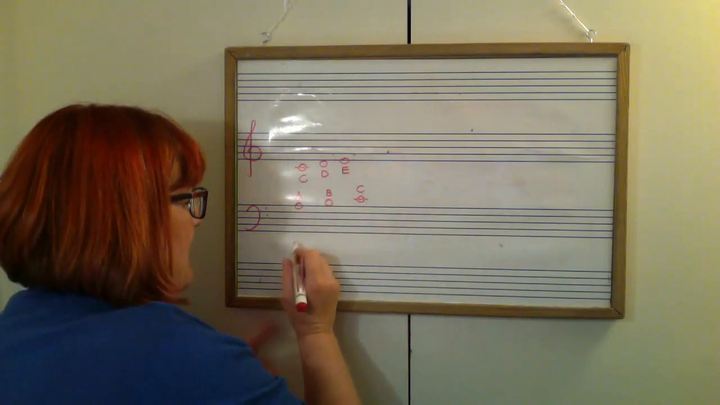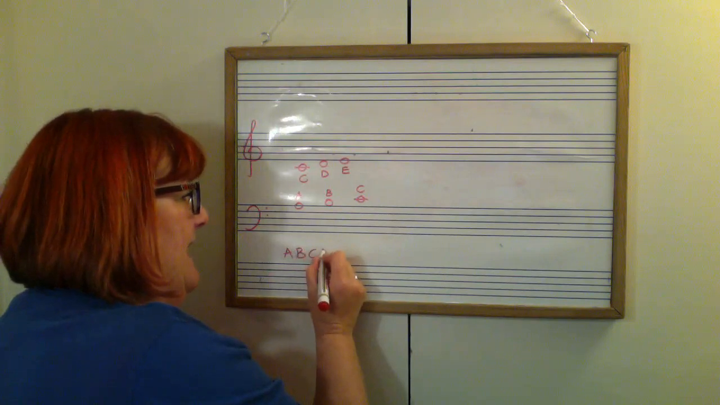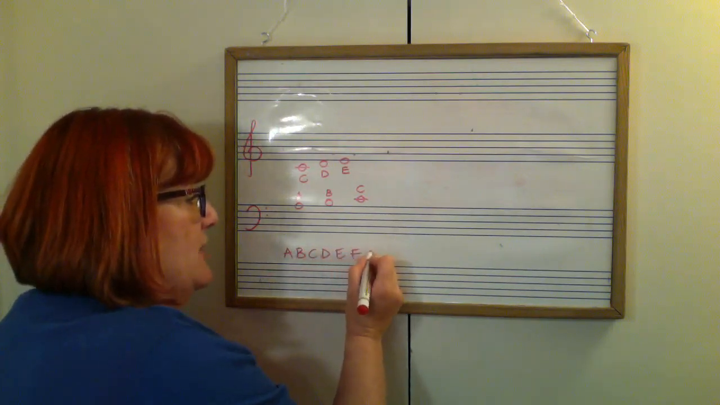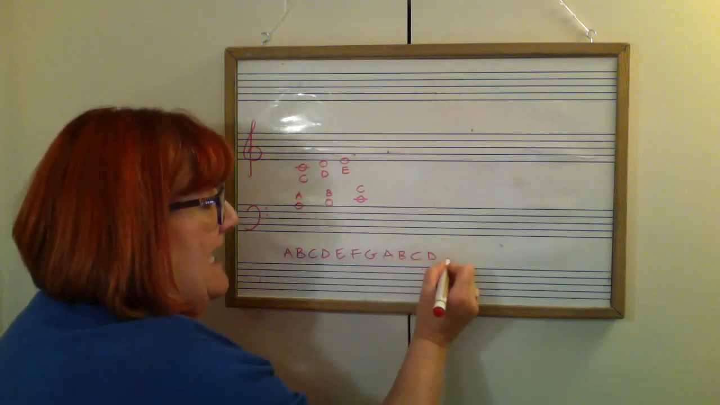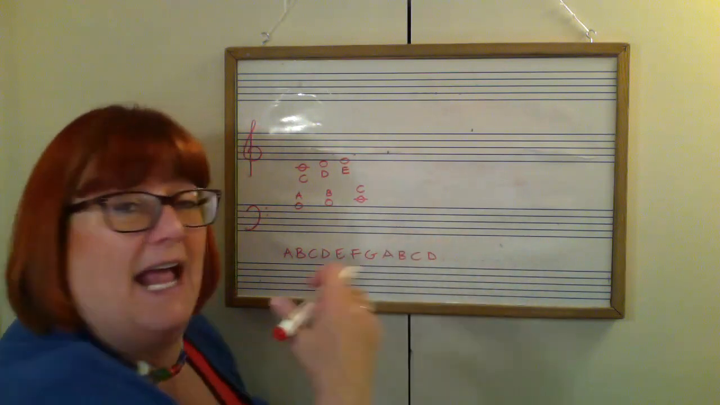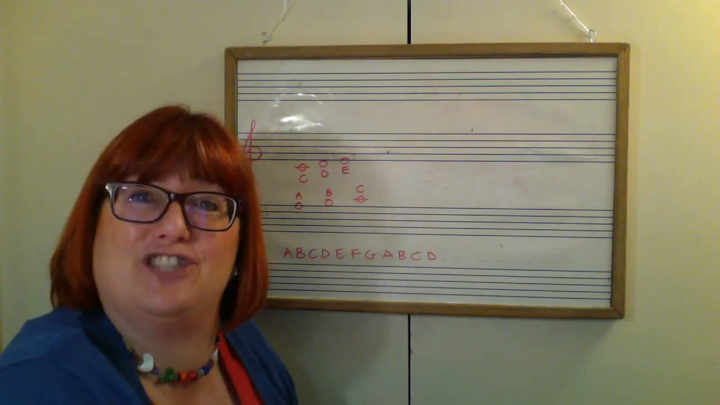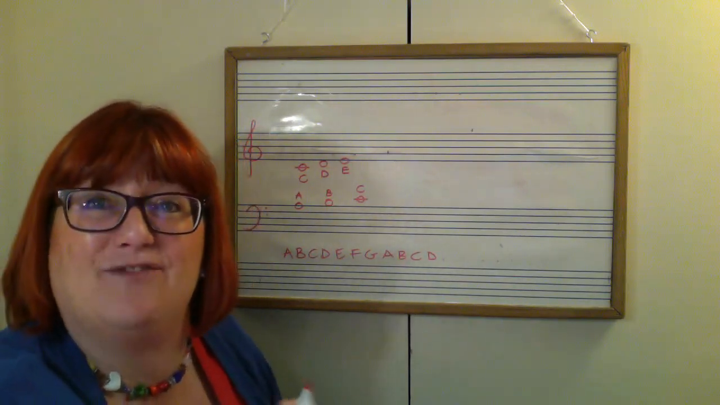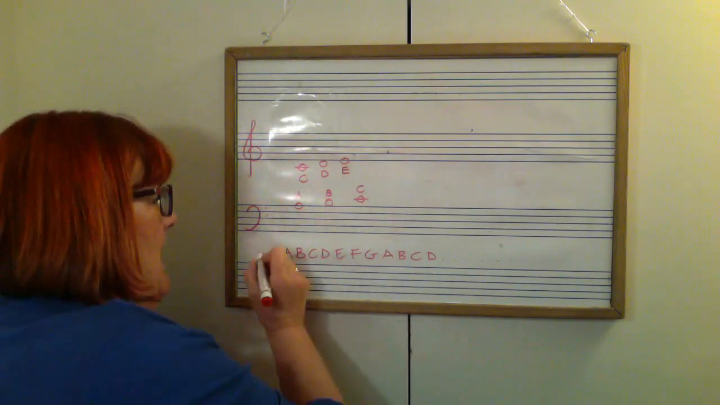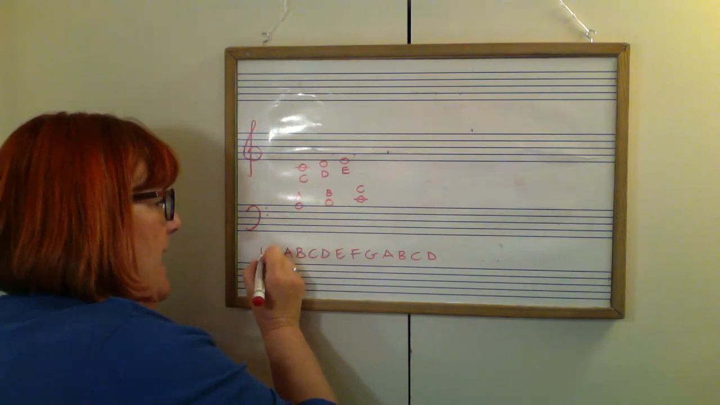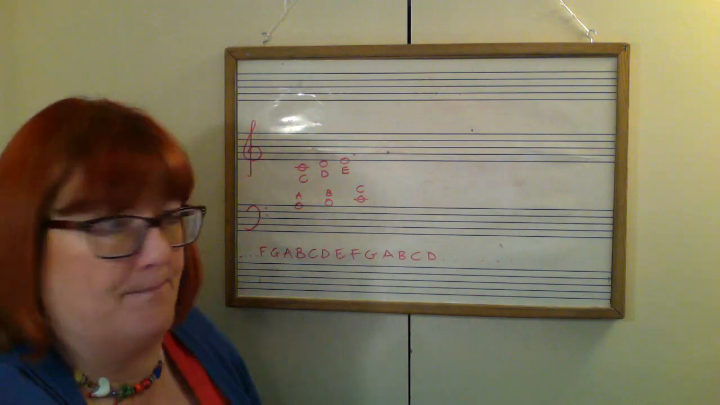So first of all, let's write out our musical alphabet. A, B, C, D, E, F, G. A, B, C, D, E, F, G. A, B, C, D, E, F, G. Now, I'm just going to fill in a bit this way as well and put all the dots, because the dots mean it continues the same.